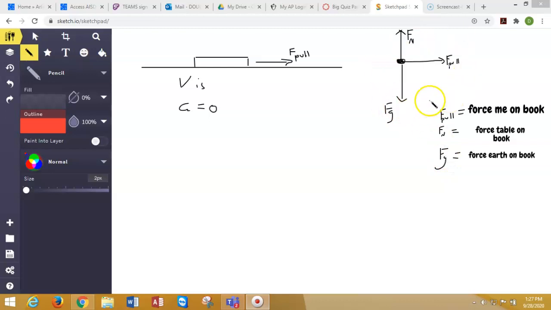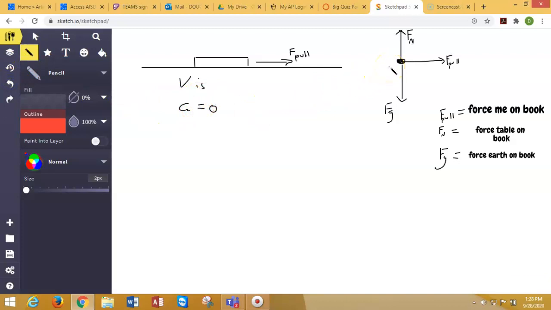Now if we have just these three forces and we don't have friction, then this will accelerate to the right, and our acceleration will actually not be 0 in this case. So I need to mention that that's not something that can actually happen with only three forces. Now if we add friction, then this will be the case.